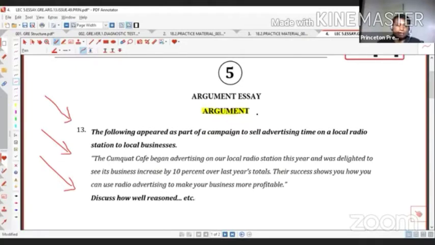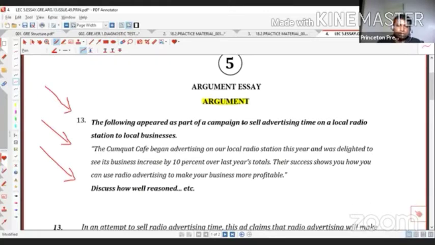How can we attack them? Who can tell me? How can we show that this is not a very good argument? Following appeared as a local business, so what kind of business? Local business. This is a cafe. And what about the other one? Your business. They're talking about the other. The first, how can we attack it? Did they mention that both of them are cafes? Did they mention?